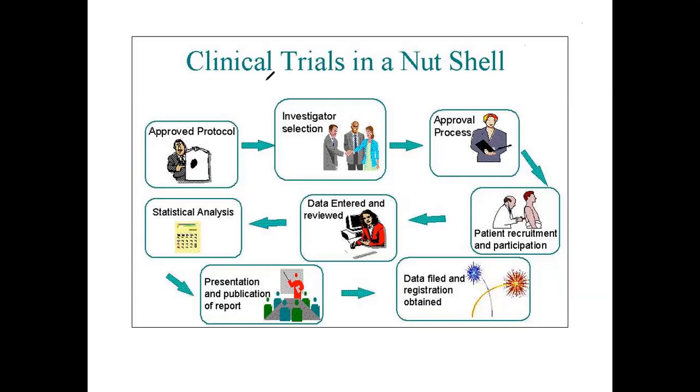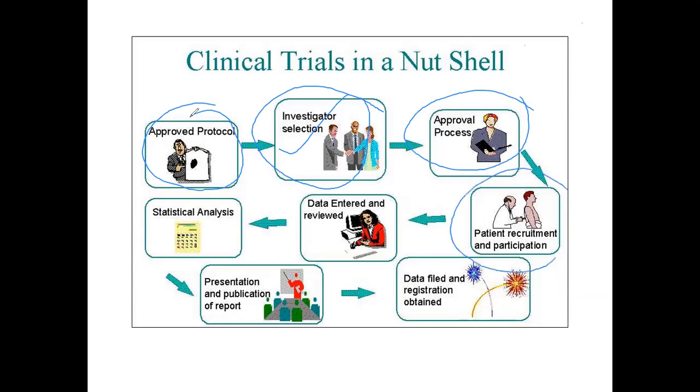If you look at these clinical trials, the first thing is there should be approval of the protocol. After the protocol is approved, there should be selection of the investigator. This is very important. After selecting the investigator, there is a process called an approval process. After the process is approved, we have to recruit the patients, patient recruitment and participation, followed by data filed and obtained.